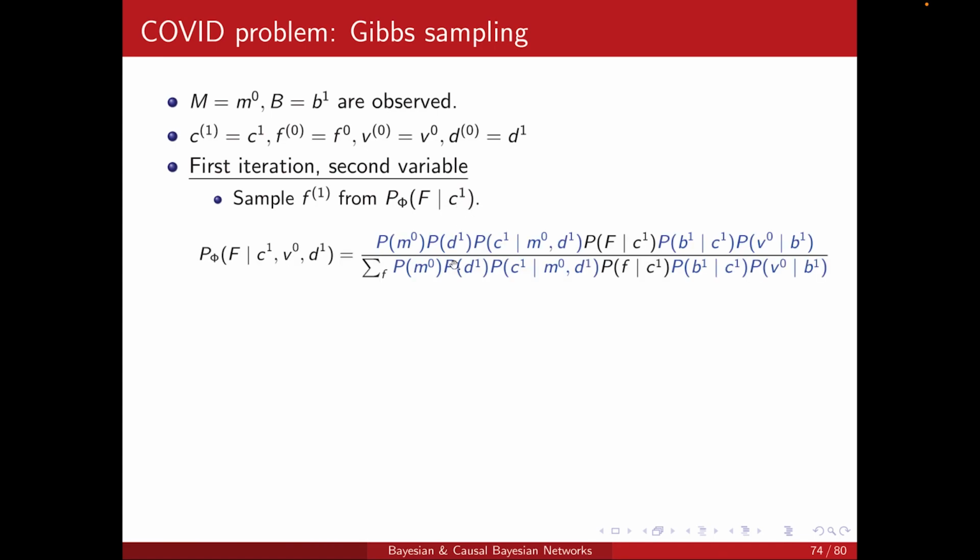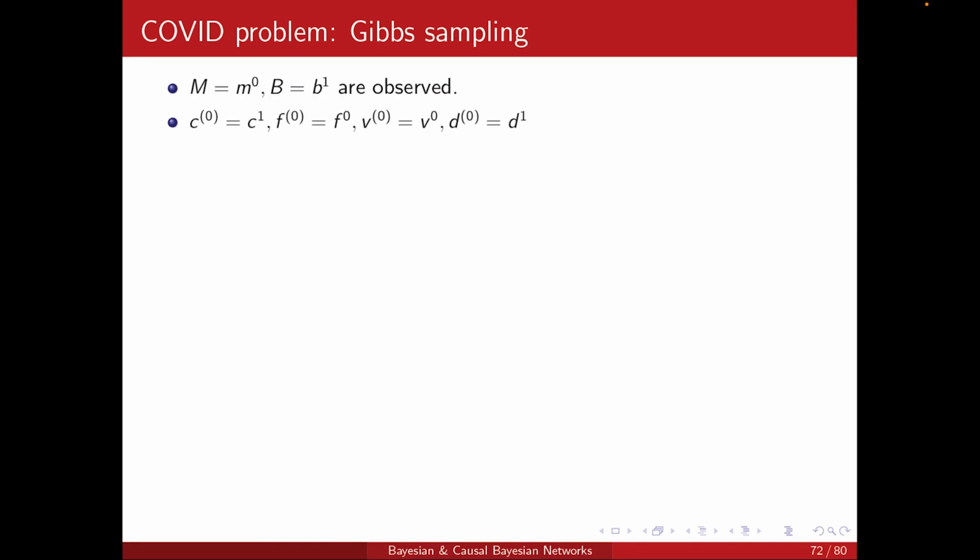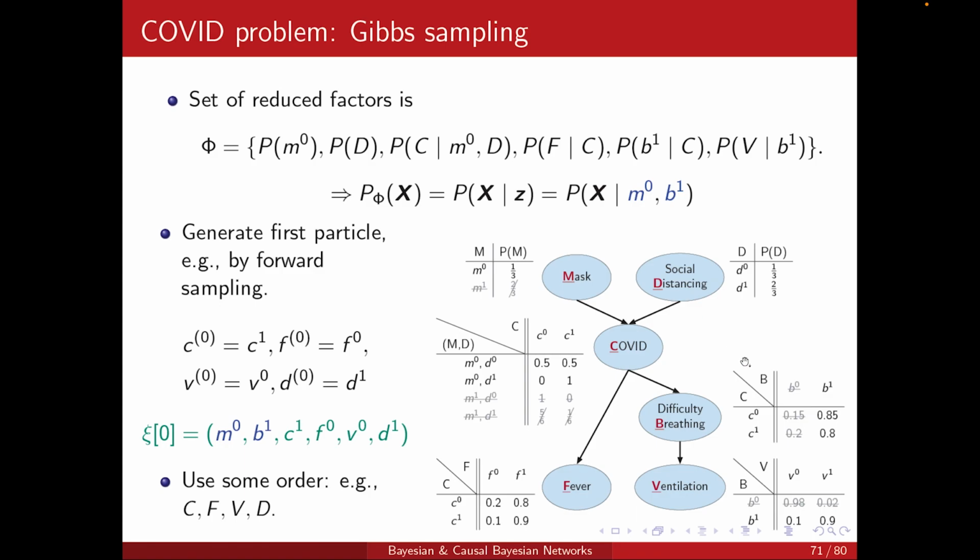If we do this, this is what we see. So it's P phi F conditioned on all of the other variables, C1, V0, D1. And if I write down the distribution, we see that everything cancels out except for P of F conditioned on C1. And this is basically coming from the network itself. If you don't want to write all of that down each time, this is what you can do.